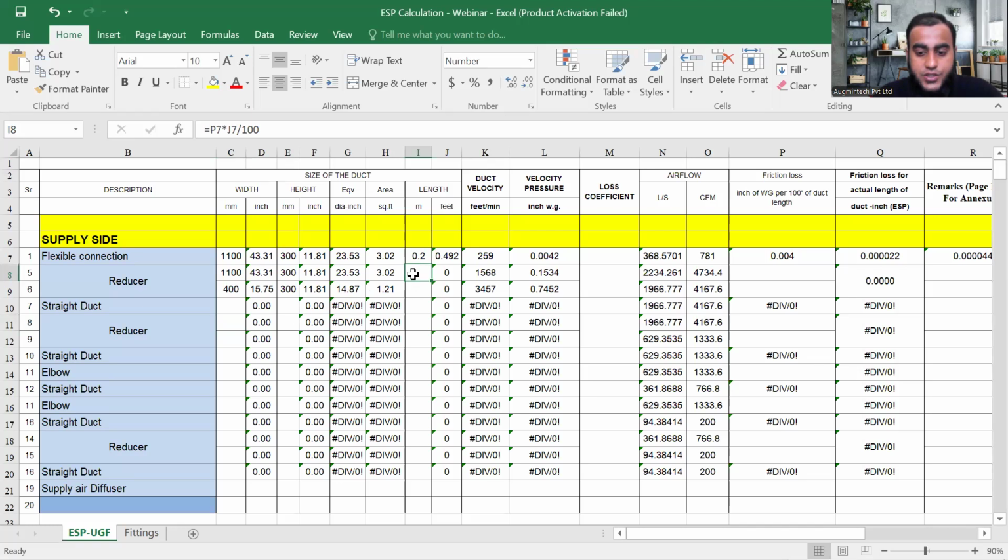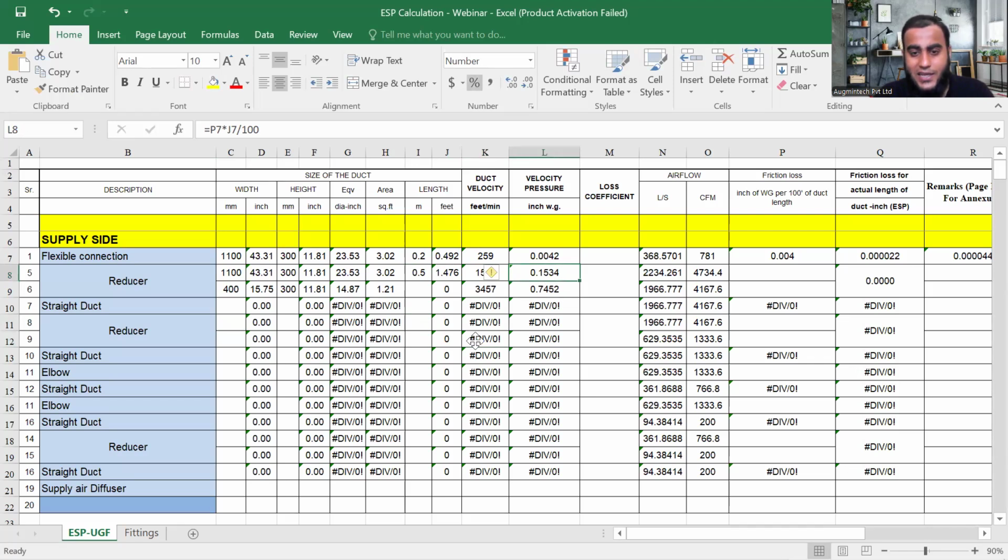So in meter, how much? 0.45, correct? I have written. As per that, you will get the duct velocity. Even the velocity pressure value we have got, because the formula to find out the velocity pressure is PV is equal to square of V by 4005. So velocity already we have got here. So when you divide this 1568 value by 4005, square of this, you will get near about 0.1534 value.